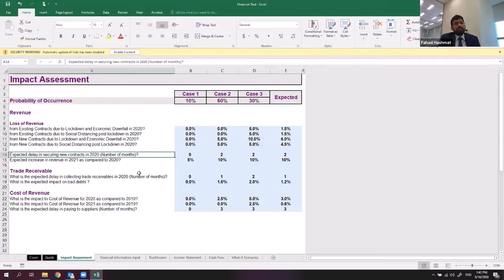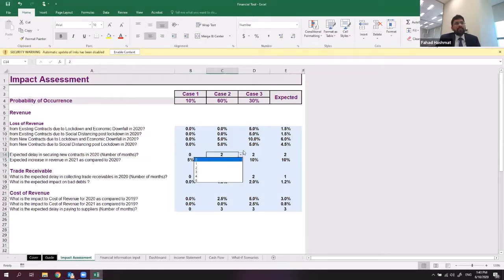Talking about revenue, the other two things that we are trying to capture in the model is the expected delay in securing these contracts. A company could be in a position that it can go ahead and win new contracts, but obviously due to social distancing, the economic lockdown, and the slowdown of general economic activity, it will lead to a certain amount of delay in securing these contracts. This could be factored in here. You can select the number of months that, on average, you anticipate the contracts will be delayed.